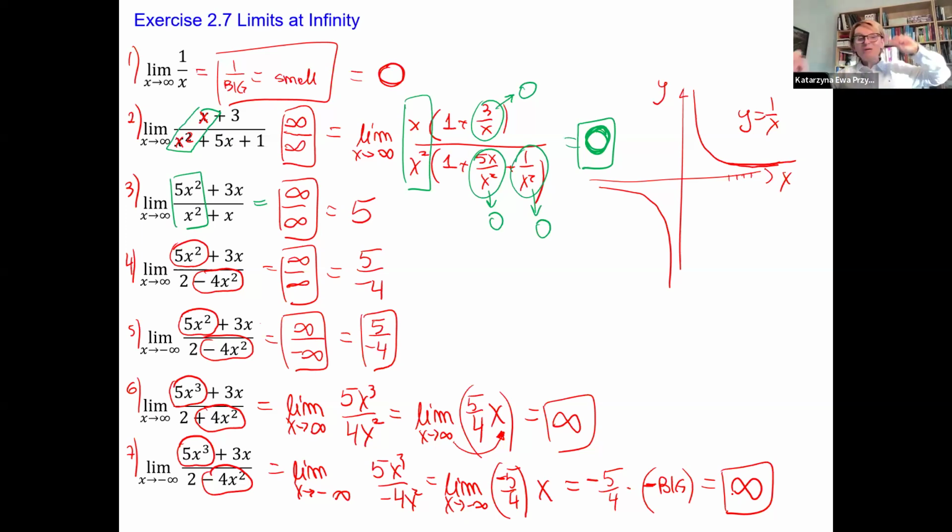If the denominator is winning, always 0. If it's the same degree, a finite non-zero number. If the numerator is winning, positive or negative infinity. Okay, that's the shortcut of 2.7.